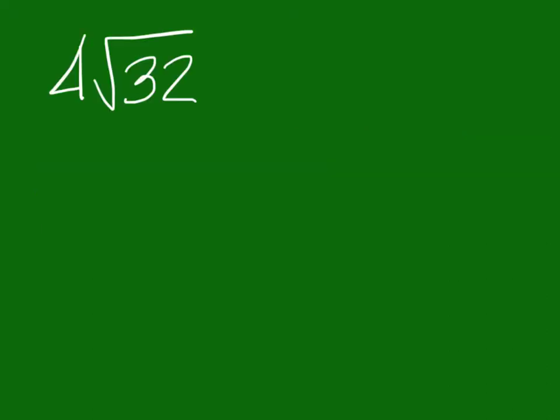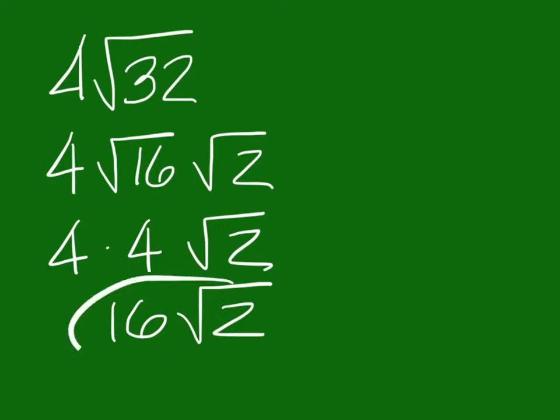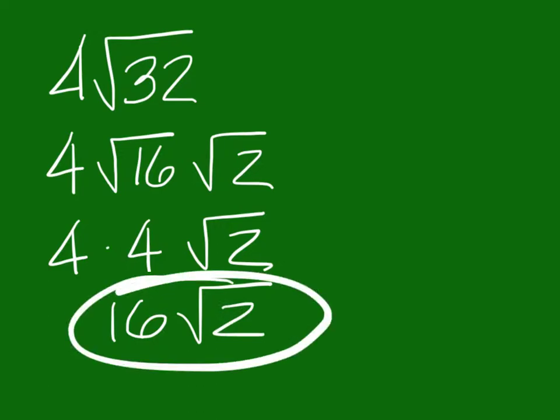Example 1, a review from yesterday. 4 square root of 32. You can break up the square root of 32 as 16 and 2. The square root of 16 is 4. So 4 times 4 is 16. 16 square root of 2 is the answer.